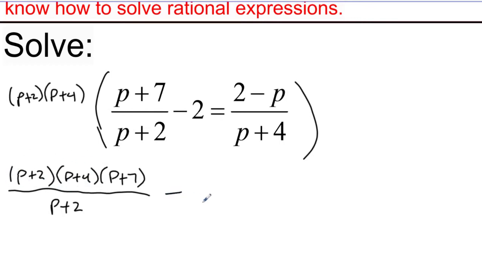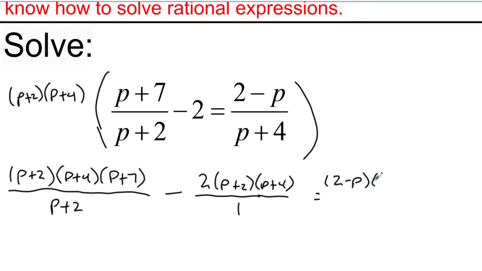This is minus 2 times these again, p plus 2 times p plus 4, and this is over 1, just to make sure that I see a fraction. And I'm going to do the same thing. I have 2 minus p times p plus 2 and p plus 4 again, all over the denominator on the right-hand side, which is just p plus 4.